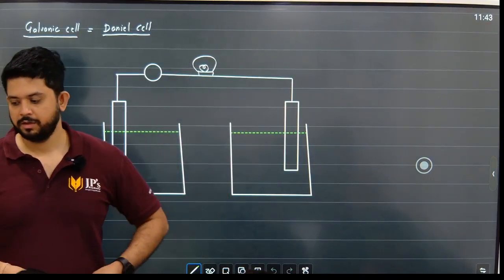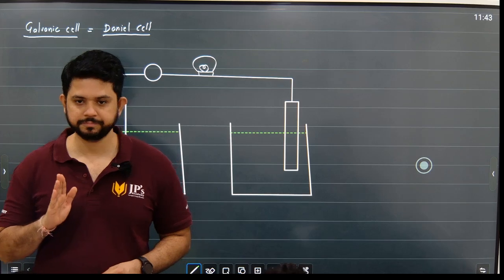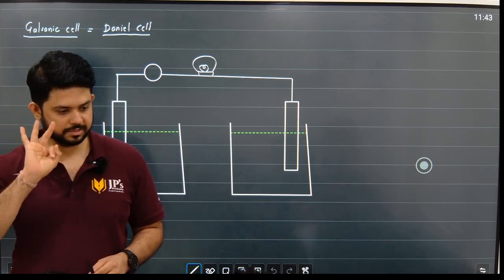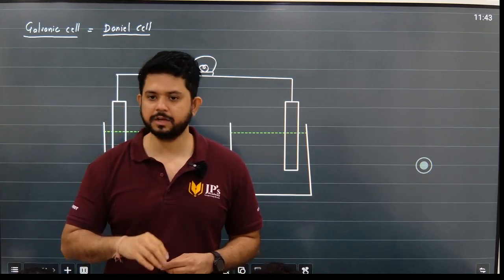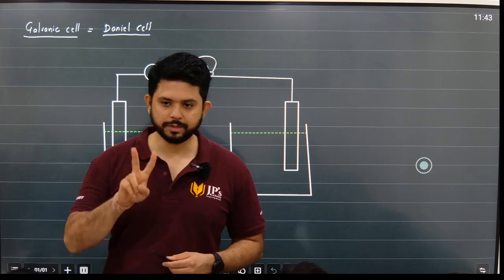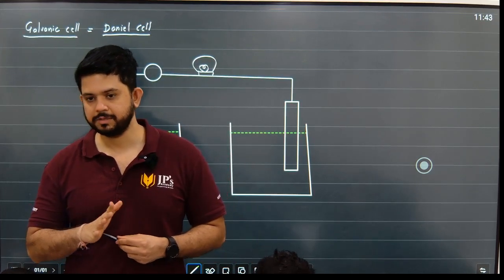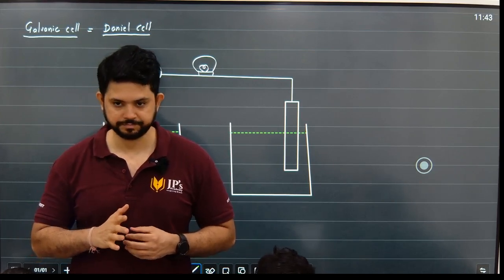Okay, we start with the next chapter, people. That is electrochemistry. The chapter is divided into three parts. The first part is where we study about the electrochemical cell. Now there are two types of electrochemical cell that we study. The first type is called a galvanic cell.